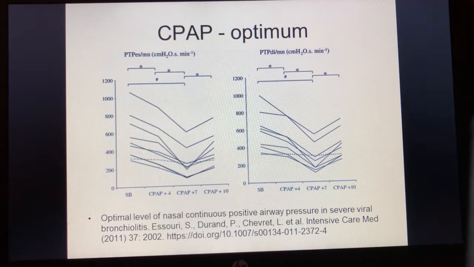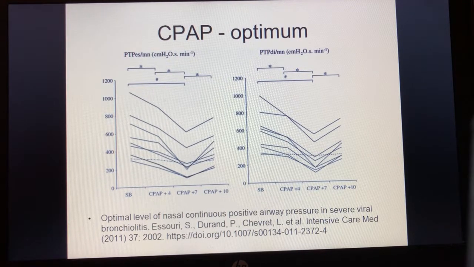with bronchiolitis. The left-hand y-axis shows something called PTPes per minute, which is pressure time product in the esophagus per minute, and this is a measure of the work of breathing from the respiratory muscles. And the x-axis shows what the level of work was when they were spontaneously breathing, and anything above the dotted line is increased work of breathing.